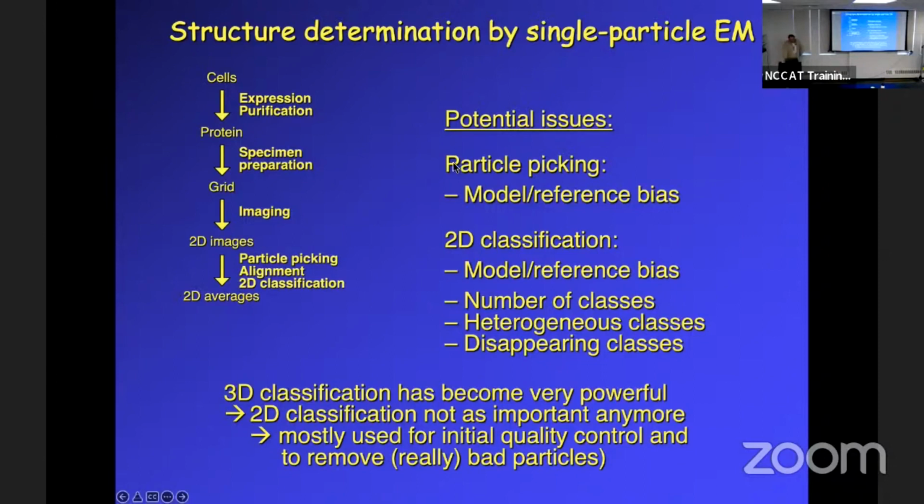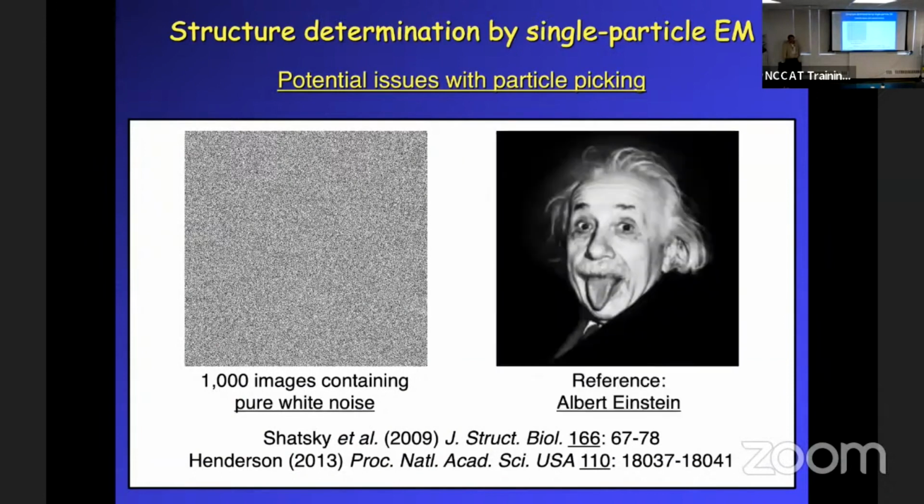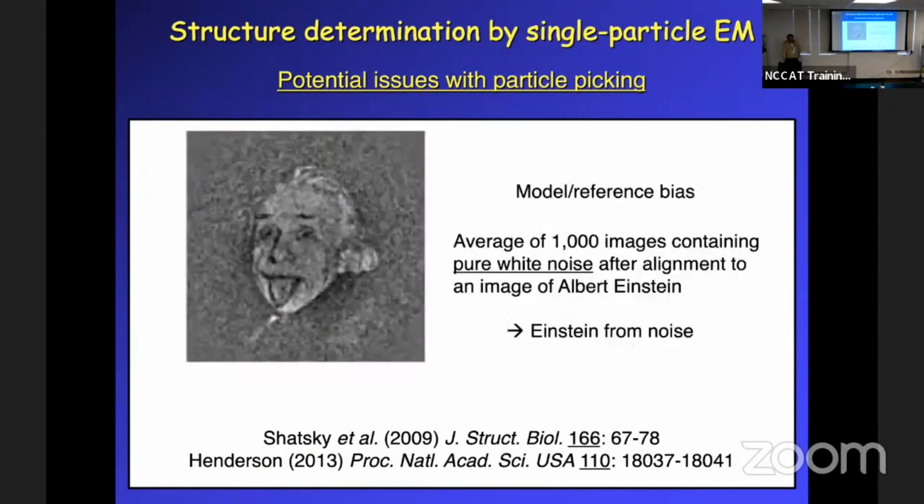But even then, one problem that you should think about is this model bias. And so there's a very famous example. So these are 1,000 images which are pure noise. There's no information in these images, nothing. But if you now take a reference, Albert Einstein, and you align these 1,000 noise images to this reference image, you get the ghost of Albert Einstein. And so this is known as Einstein from noise. And the problem is that even though there is random noise in there, it will try to align it to your reference. And so you will create your reference even out of pure noise.